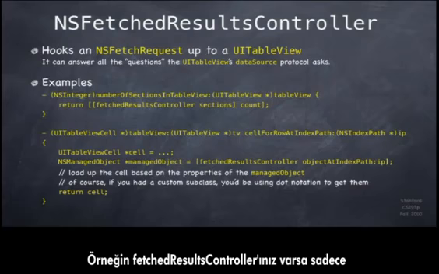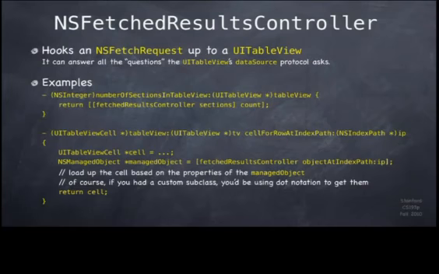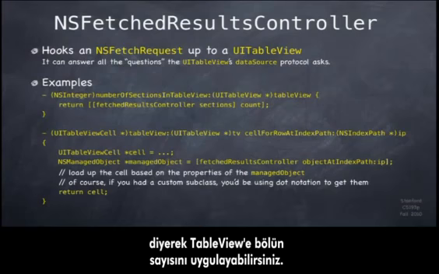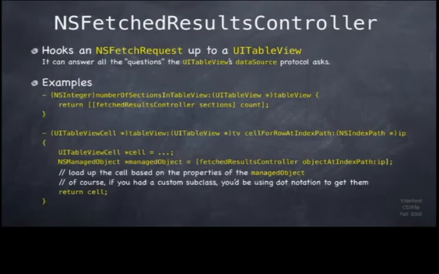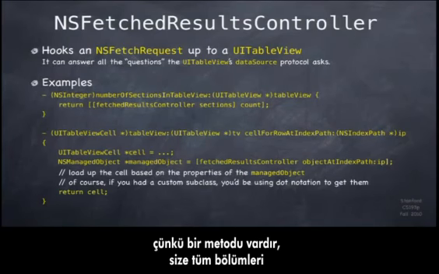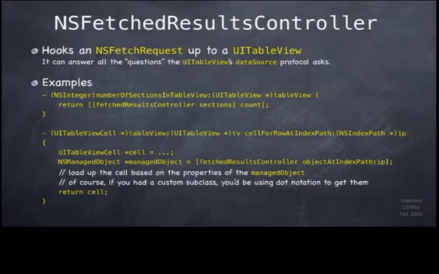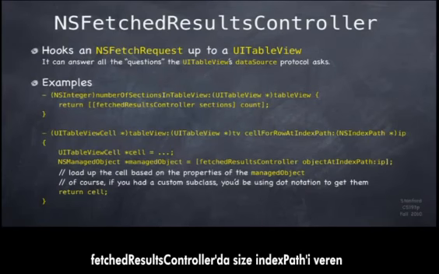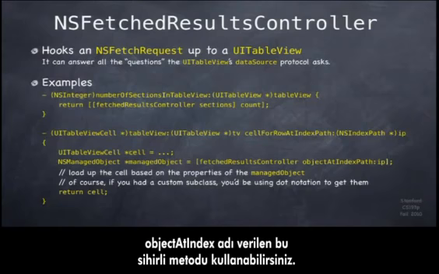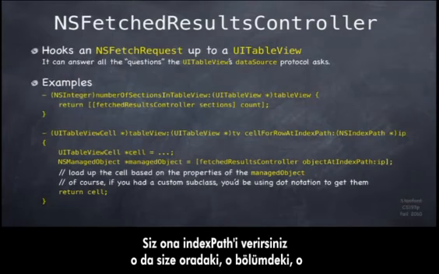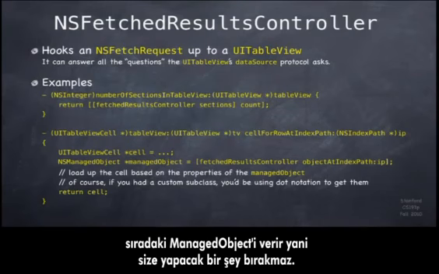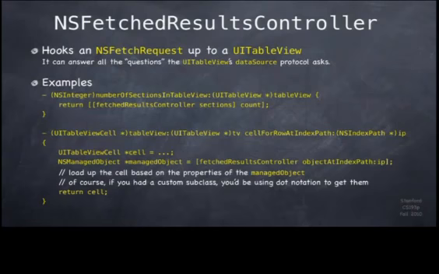So for example, if you had a fetched results controller, you could implement numberOfSections in table view by just saying fetchedResultsController.sections.count. Because it has a method that gives you all the sections, and you could just do the count. And then for cellForRowAtIndexPath, you just have this magic method in fetched results controller called object at index path, you give it the index path, it'll give you the NSManagedObject that's in that section at that row. So there's almost no work for you to do.